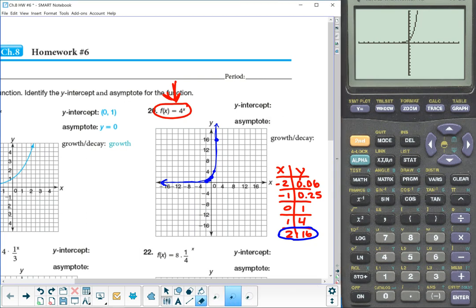The y-intercept is where the graph crosses the y-axis. The y-intercept is going to be right here, so it's 0, 1. The asymptote is going to be the line y equals 0. The asymptote is actually this line right here. This is the line that the graph follows. And this is a growth function.